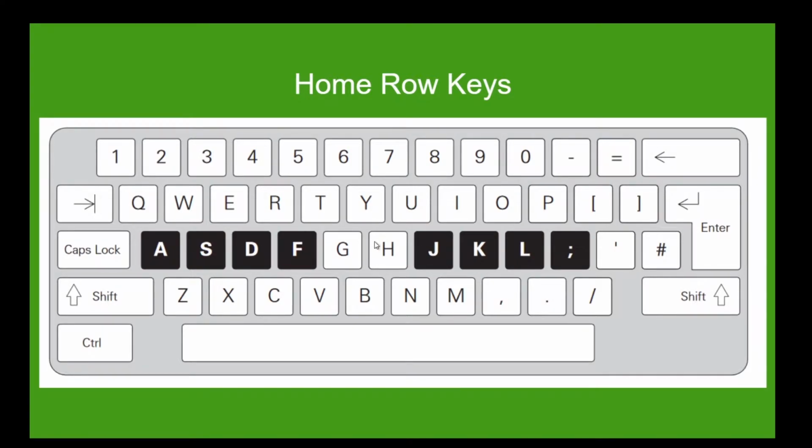And these 8 keys are the 8 keys we will be learning in this lesson. They are known as the home row keys. So the home row keys are these 8 keys, which are A, S, D, F, J, K, L, and semicolon.